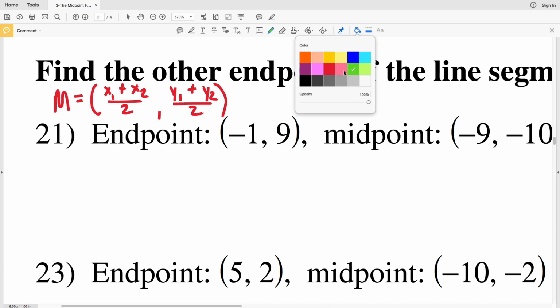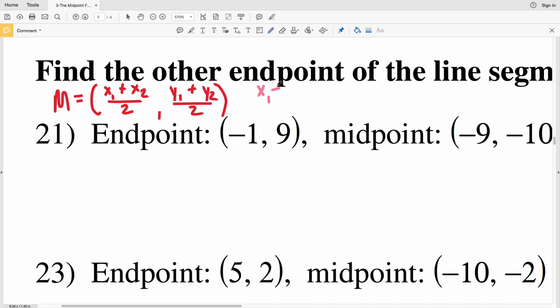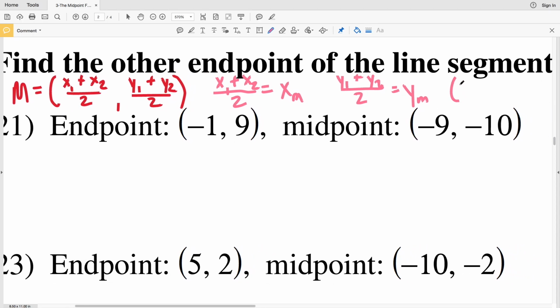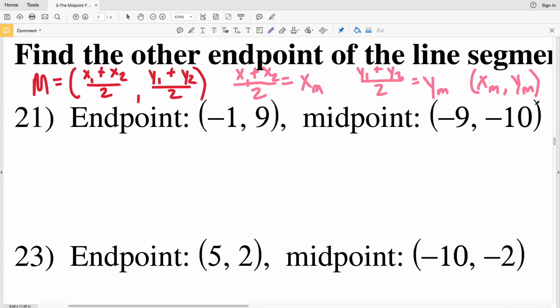So essentially, we can say that x1 plus x2 over 2 is going to equal the x-coordinate of the midpoint. Let's call that x sub m. And y1 plus y2 over 2 is going to equal the y-coordinate of the midpoint. Let's call this y sub m. So knowing this, our midpoint is essentially x sub m, y sub m. Using these formulas, let's go ahead and solve.